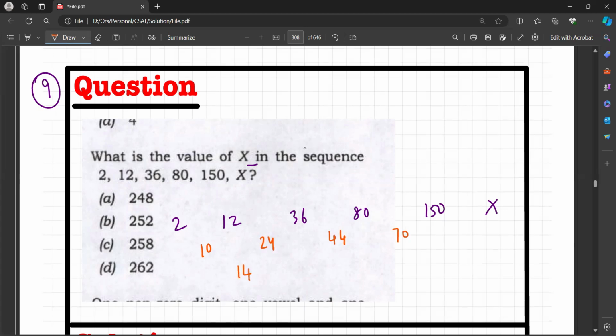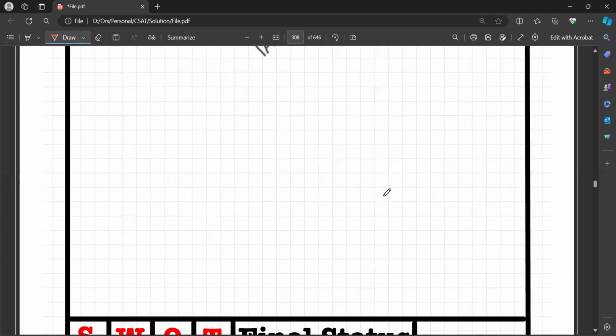Here the increase again is 14. Increase here is 20. Increase here is 26. Increase here is 6. Increase here is 6. 6 is the same. Here the increase will be again 6. This has to be 32. 70 plus 32 will be 102. 150 plus 102 will be 252. Got it? This question was taught in the class also. Clear? Proceed to the next problem.